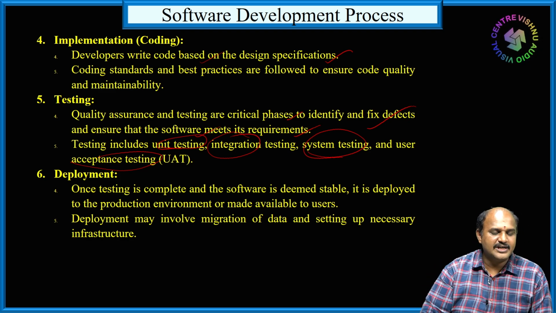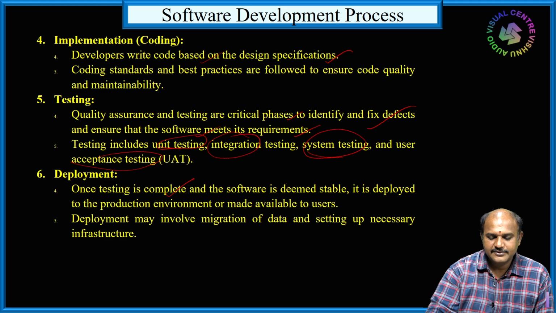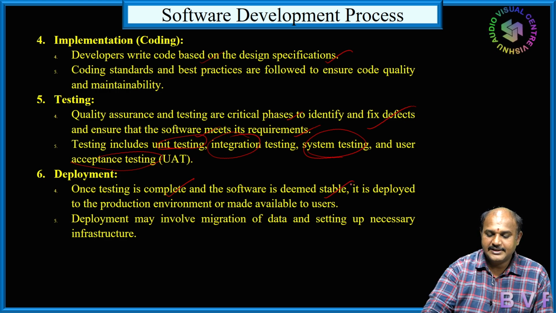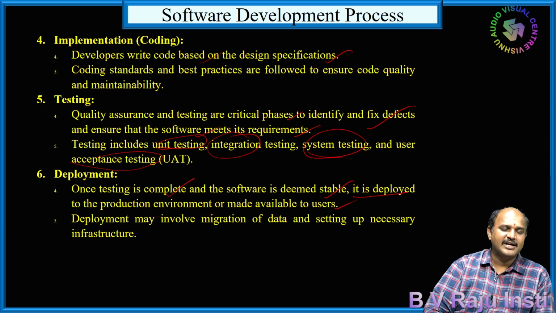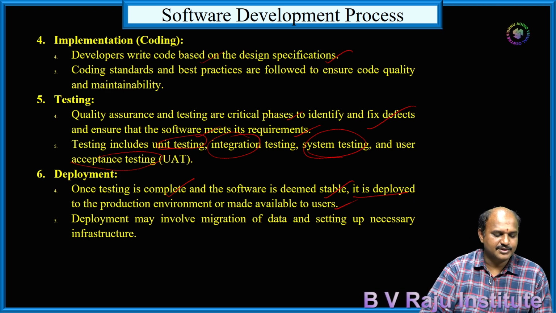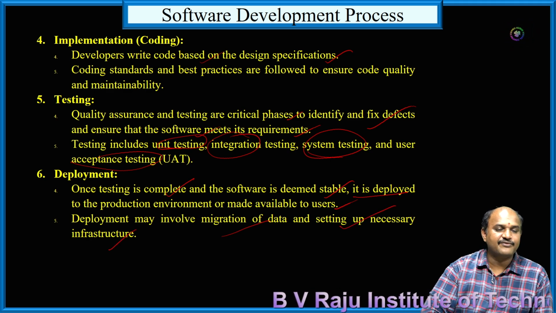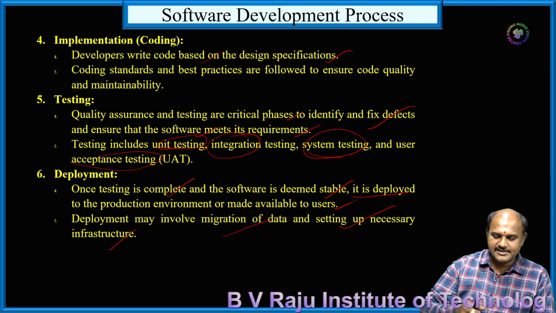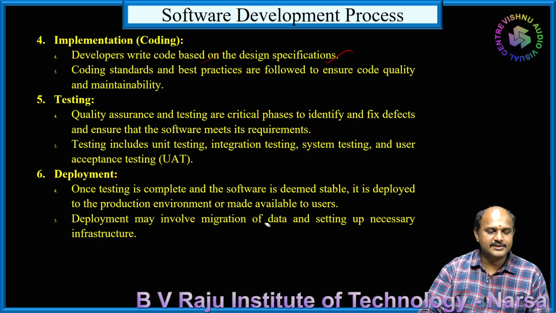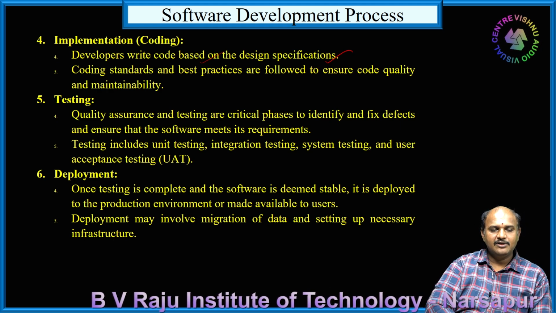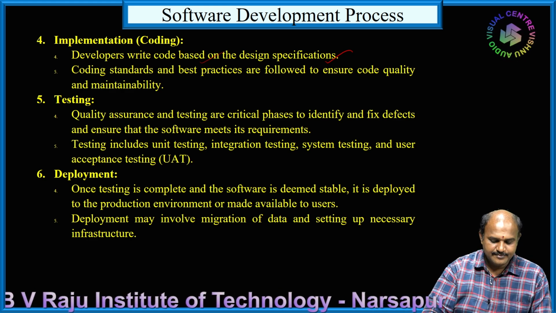The next phase is the deployment stage. In the deployment stage, testing is completed and the software is deemed stable, then it is deployed and the production environment is made available to the user. That means going live with the project. Deployment involves migration of the data and setting up the necessary infrastructure. So that is the deployment stage. Deployment is nothing but being ready to run this project live.